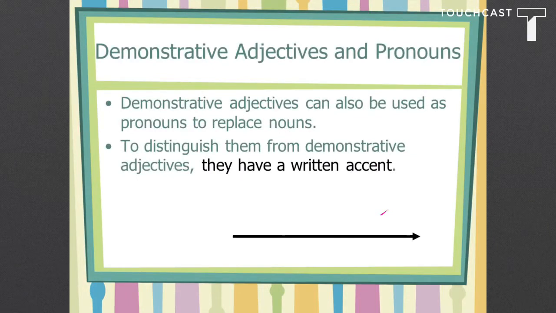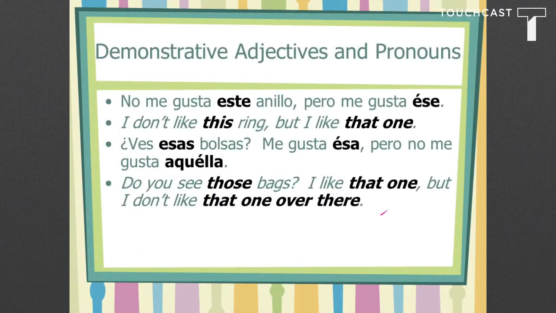Demonstrative adjectives can also be used as pronouns, so I can replace the noun instead of using the word with it. To distinguish them from demonstrative adjectives, they have a written accent. Look at the examples. No me gusta este anillo, pero me gusta ese. The ese in that sentence refers back to anillo, but I did not say it again.